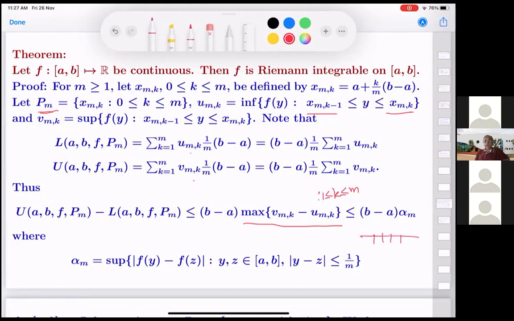We have divided into several intervals. In each interval, we are taking the maximum and the minimum. So, maximum and minimum, the gap will always be less than or equal to the maximum distance between 2 points, both in the same interval, y and z, such that the distance between y and z is less than or equal to 1 over n.